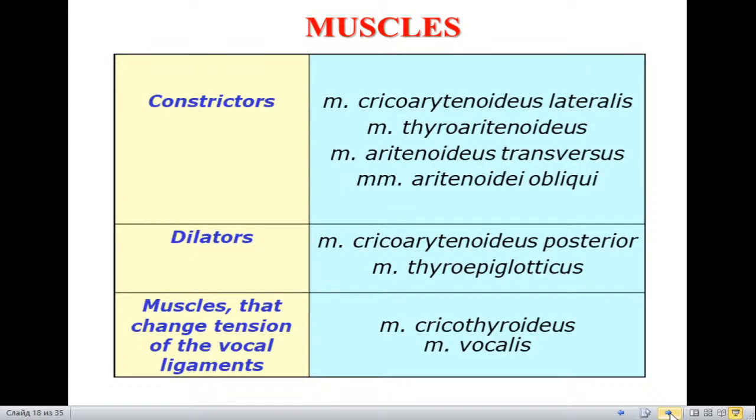Muscles of the larynx can be classified into constrictors, dilators, and muscles that change the tension of the vocal ligaments. Because of this change of tension, we can have voice production. In this slide you can see these muscles.